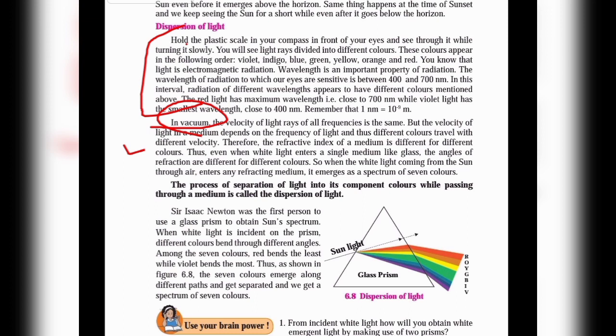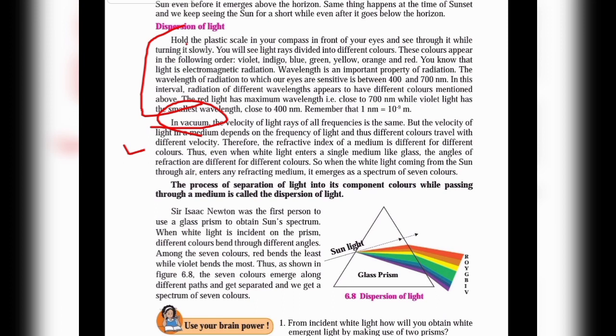Therefore the refractive index of a medium is different for the different colors. That is a very important point. Why does the refractive index change? Because the refractive index depends on the velocity. We already studied that point in our last part.